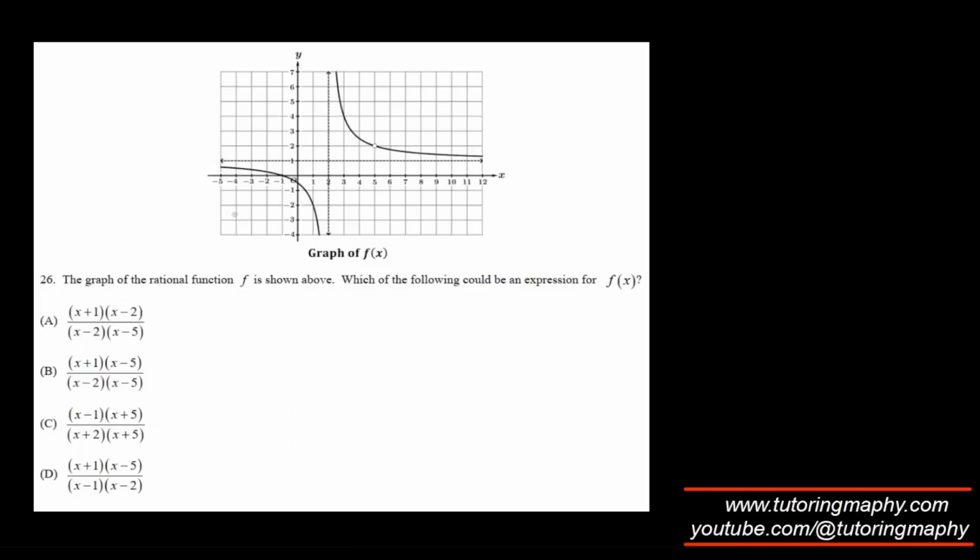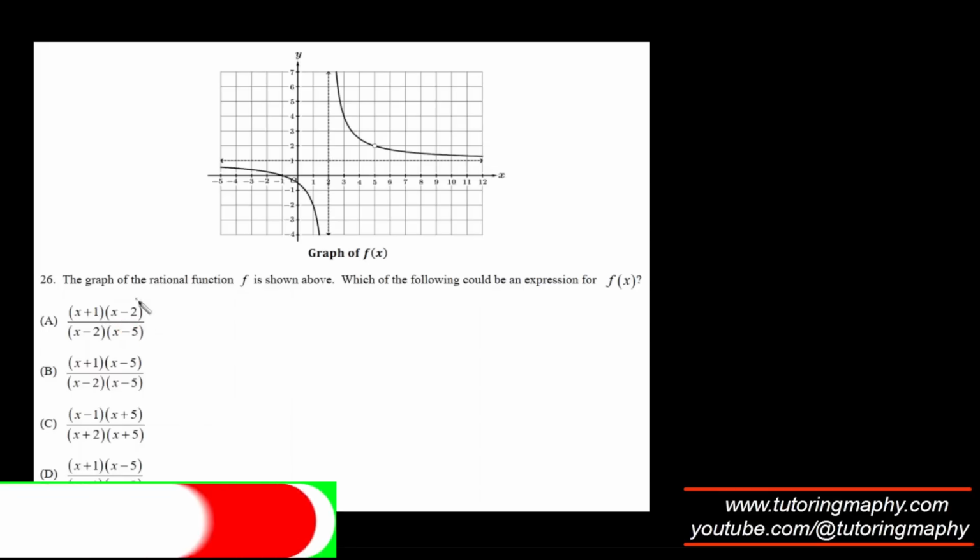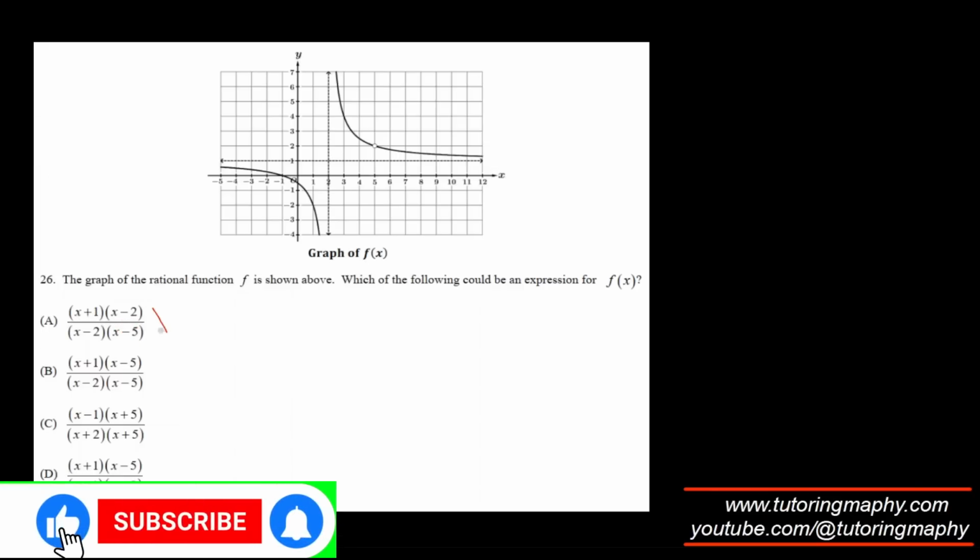In this question, we are given a graph of the rational function, and we need to figure out which of the following could be an expression for f. I suppose that the hole is the easiest to figure out because at x equal to 5 we have a hole. It means that the x minus 5 expression should definitely come in top and bottom both. Here x minus 5 is only in the denominator. That doesn't work, right? Because that's going to give a VA. That doesn't work for us.